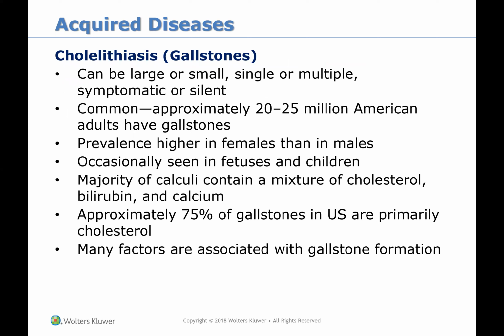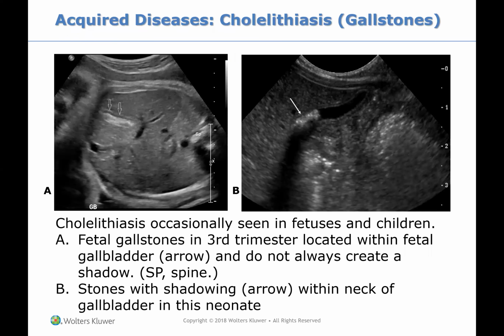Cholelithiasis is the next thing we're going to go over, and it's gallstones. They can be large or small, single or multiple, symptomatic or silent. Common, approximately 20 to 25 million American adults have gallstones. Prevalence is higher in females than males, and occasionally seen in fetuses and children. Major calculi contain a mixture of cholesterol, bilirubin, and calcium. 75% of gallstones in the US are primarily cholesterol, and many factors are associated with gallstone formation.